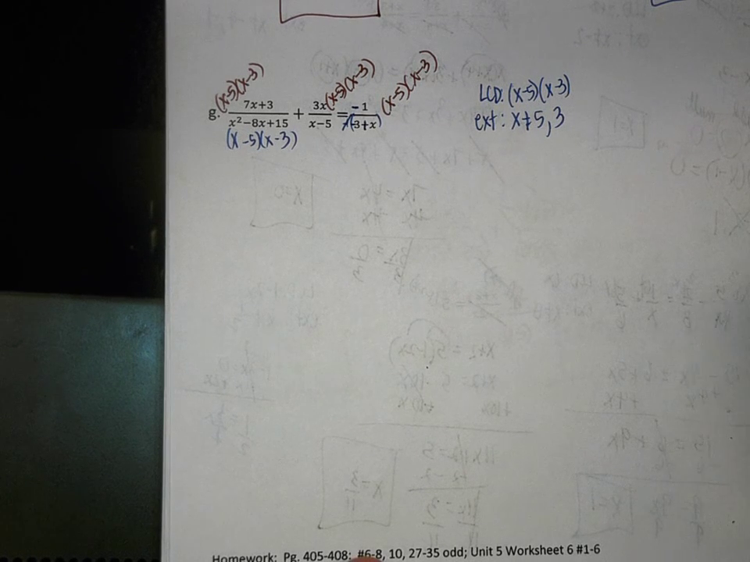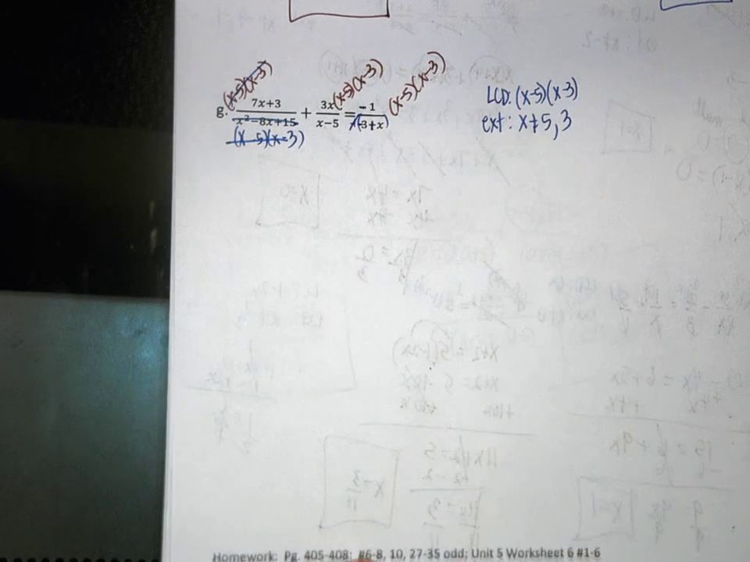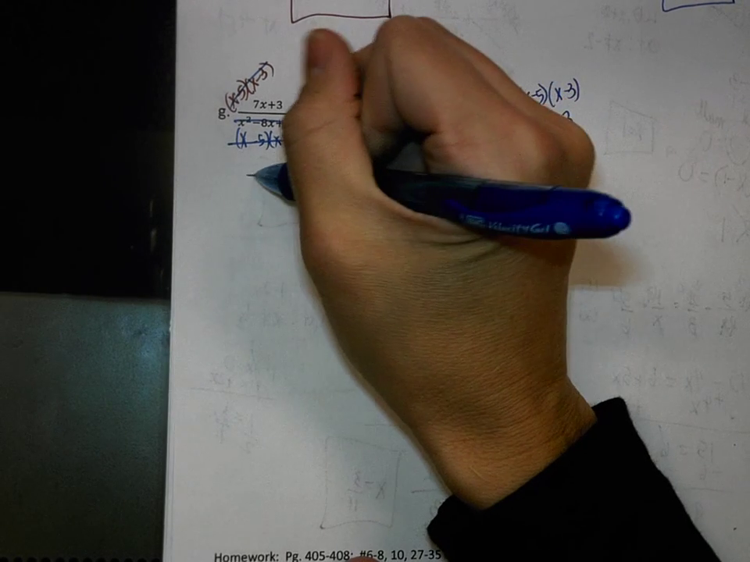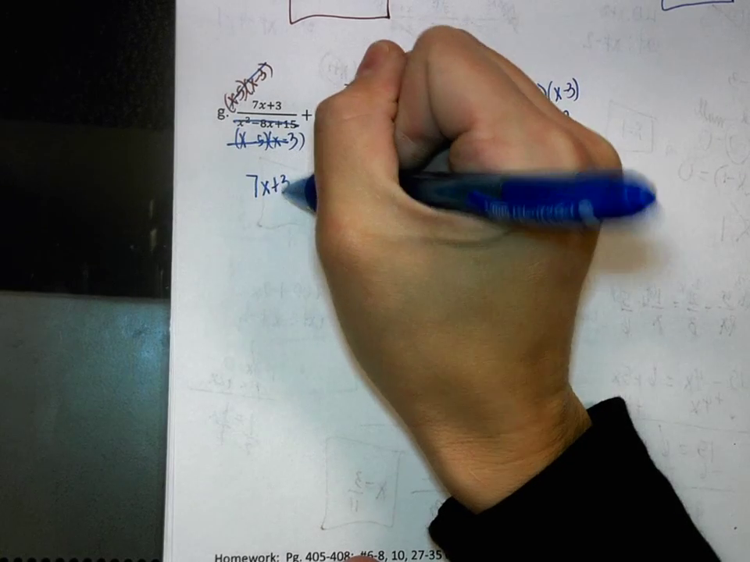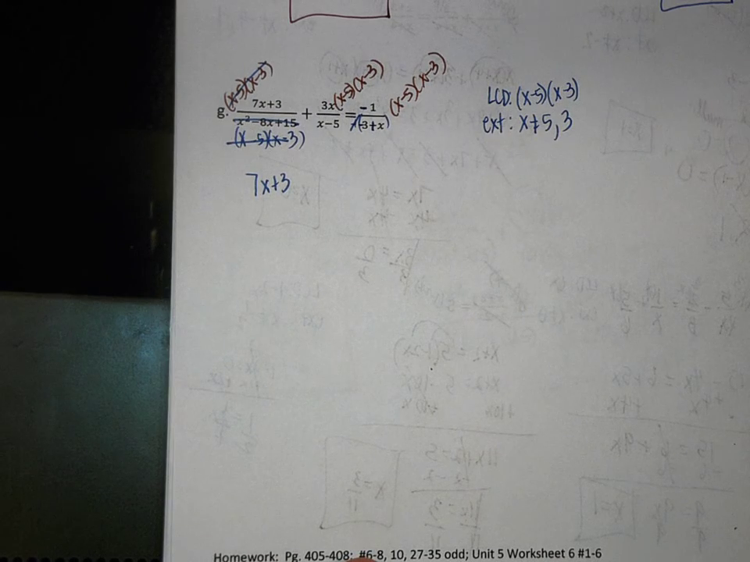Okay. All right. So, first one, everything cancels out, right? Yeah. And what am I left with? 7x plus 3. Good job. Okay, next one, what happens? Cancel out the x minus 5s.